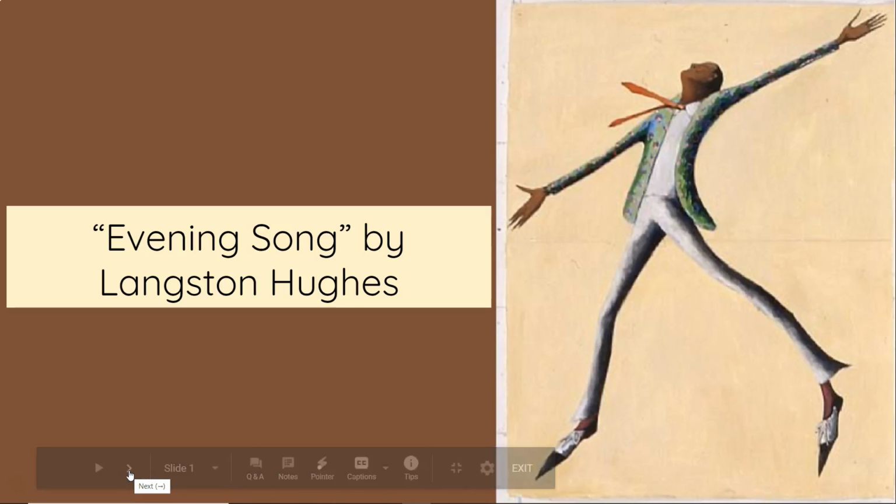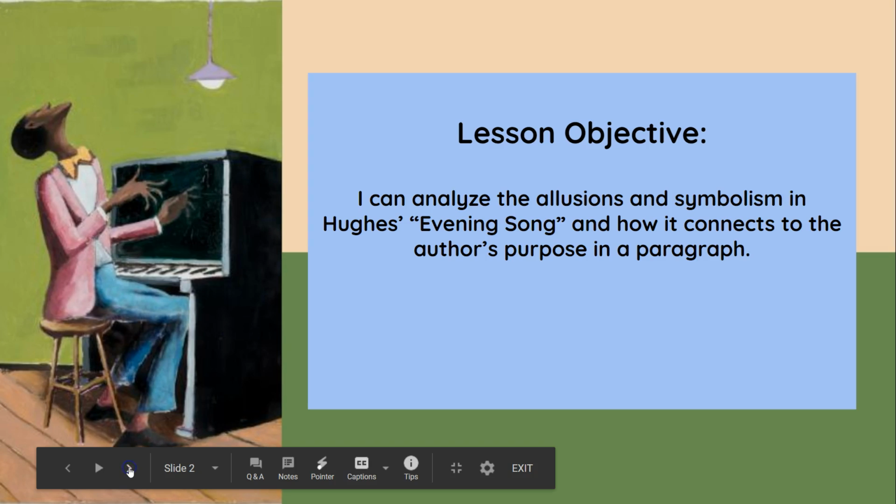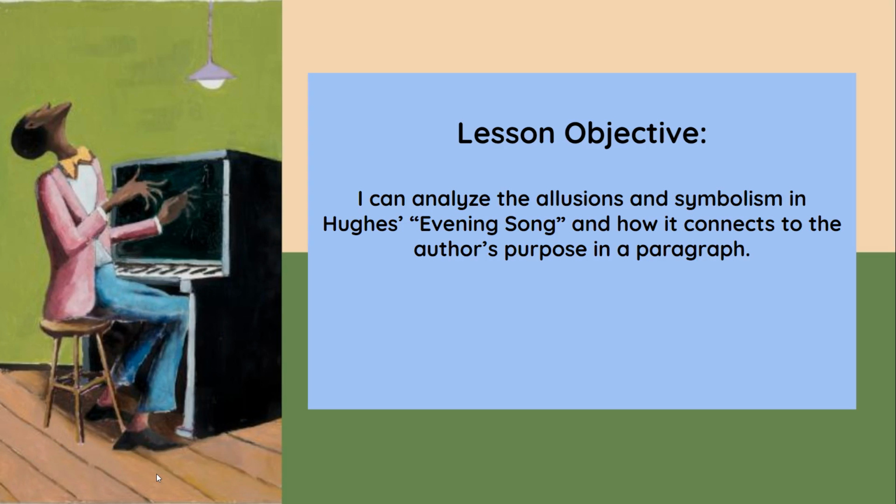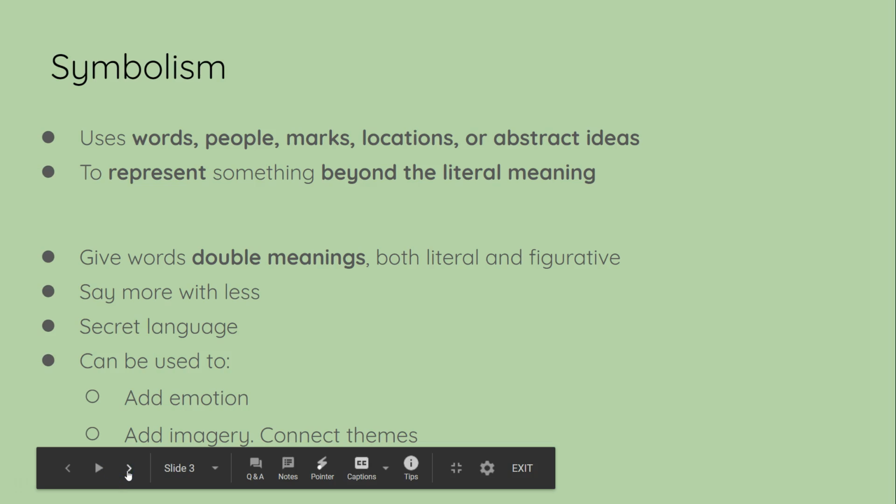Everyone, today we're going to be learning about allusions and symbolism and how to interpret that in the poem Evening Song by Langston Hughes. So our objective today will be analyzing the allusions and symbolism in Hughes's Evening Song, and then you'll be able to look at how it connects to the author's purpose when you write a paragraph.